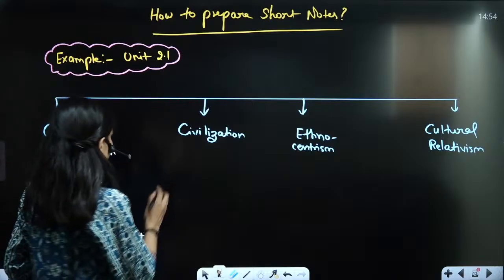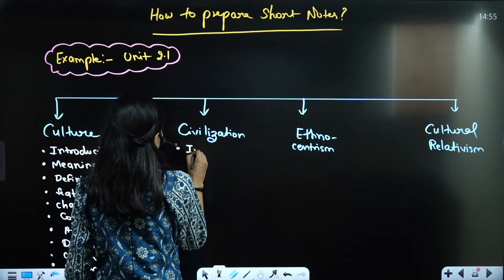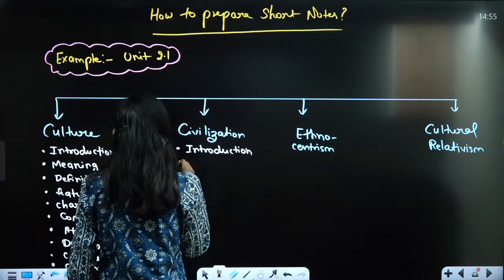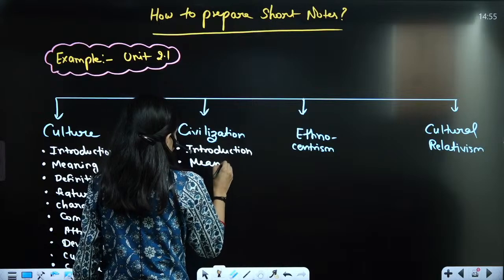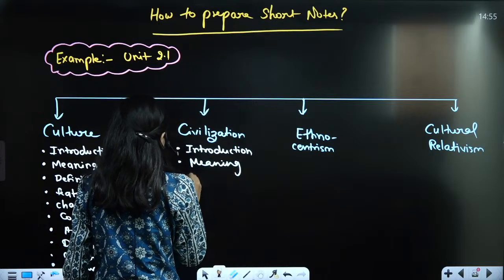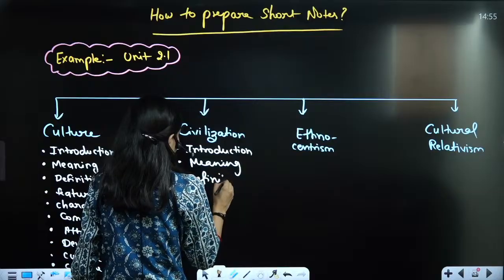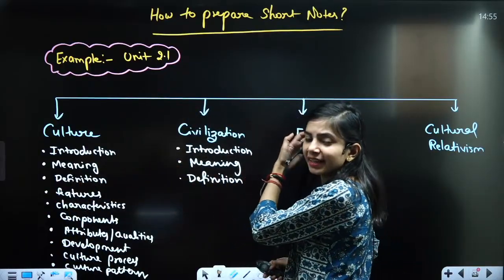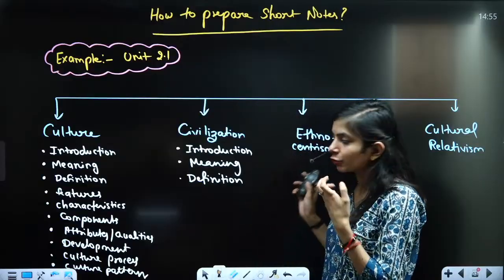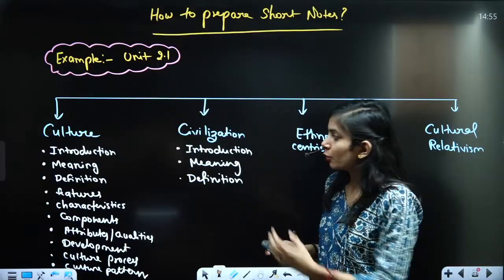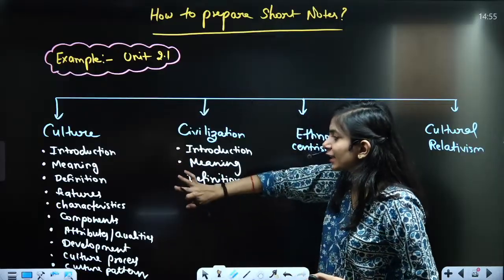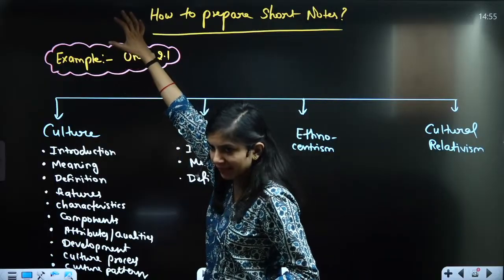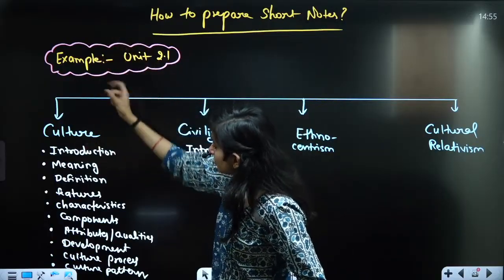Then civilization. Again for civilization, I require introduction, then the meaning, and then the definition. This is what I would be framing here, so that it would be prepared in terms of one index. Once I have completed that, I would be taking one page as culture, and then would be writing introduction, meaning, definition.